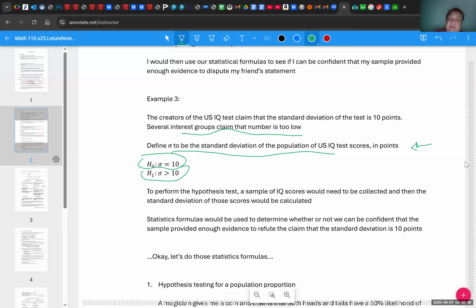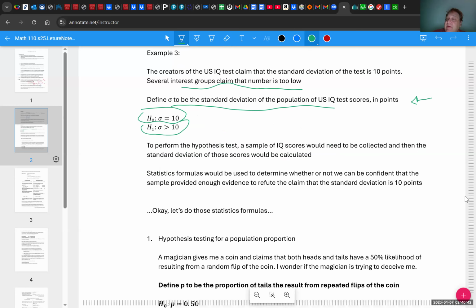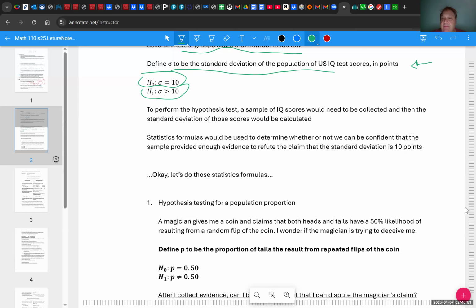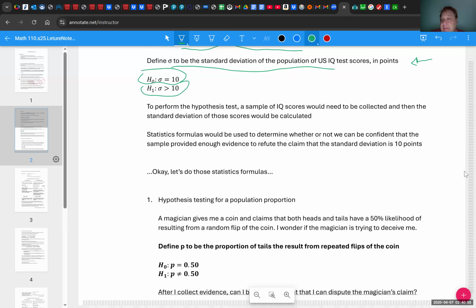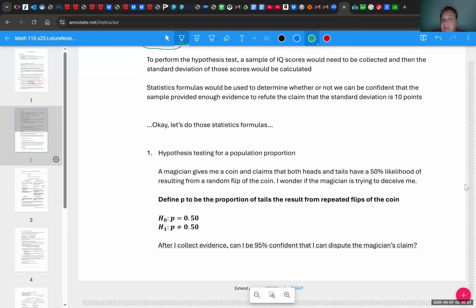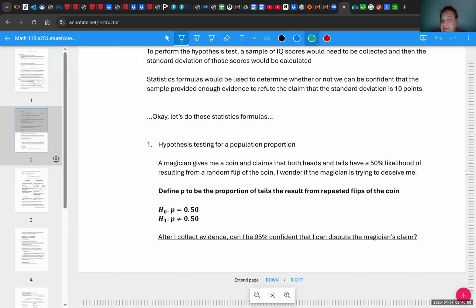So let's do the math. Let's do some numbers for each of these 3 examples so you can see how it plays out. Each of these 3 examples will use different formulas. So there is an important detail: you need to say, okay, is this a proportion hypothesis test, or is this a mean hypothesis test? You need to identify which one you're doing, because the technique is going to be a little bit different for each one.